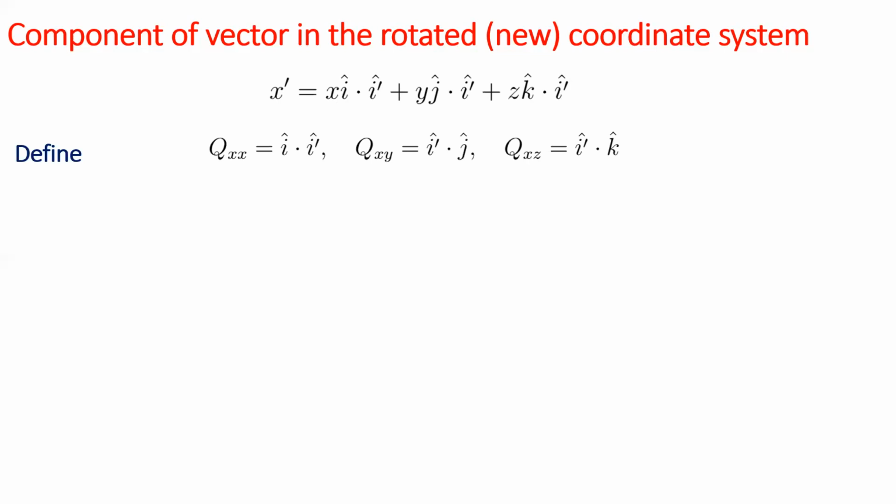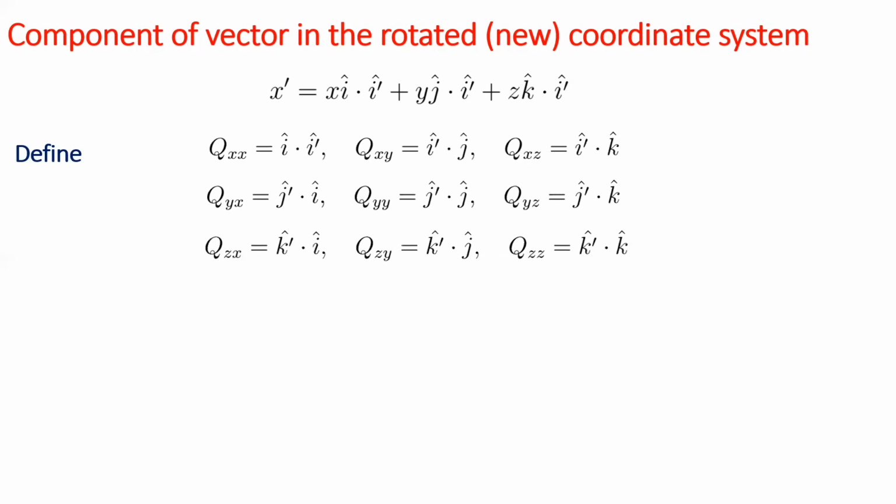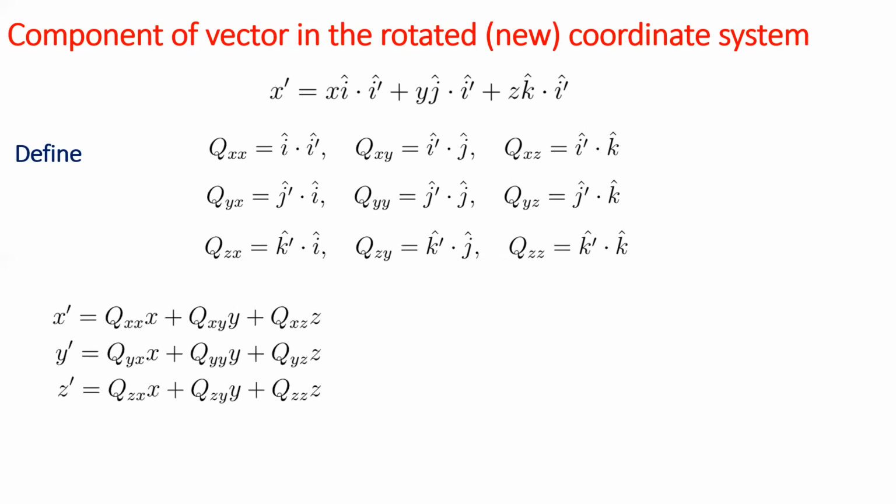You realize you can get similar components when you identify y prime and z prime in terms of x, y, z, i hat, j hat, k hat, and i prime, j prime, and k prime. So essentially, x prime, y prime, and z prime are given in terms of these new definitions. We know i, j, k are all unit vectors, so their magnitude is known. Likewise, i prime, j prime, k prime are also unit vectors, so their magnitude is also known.